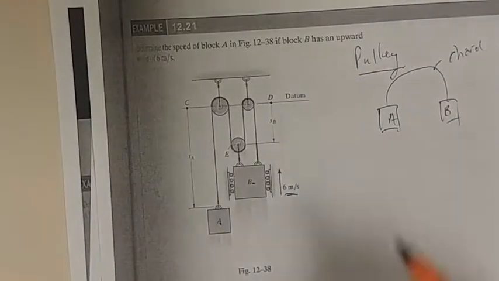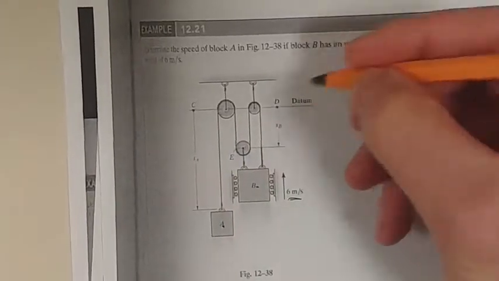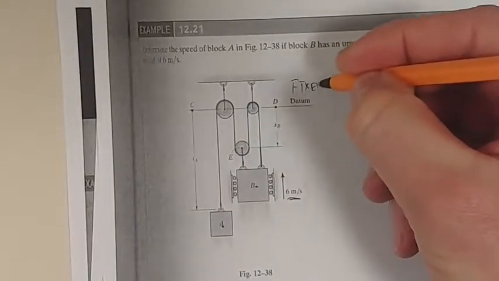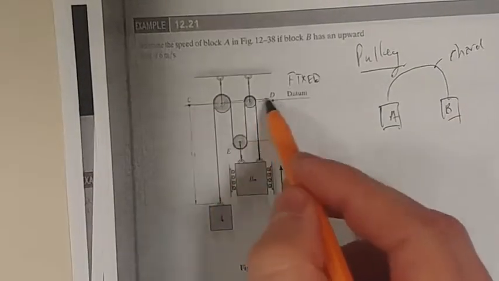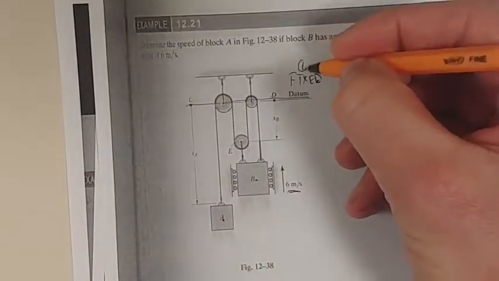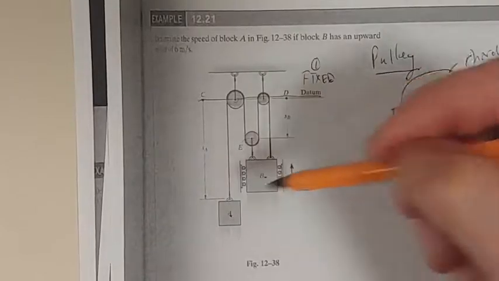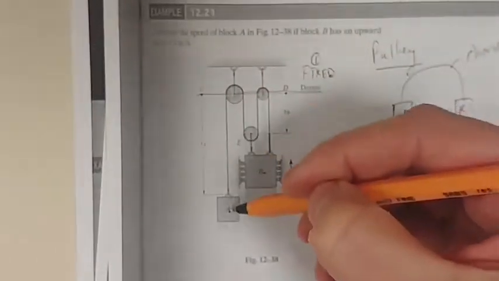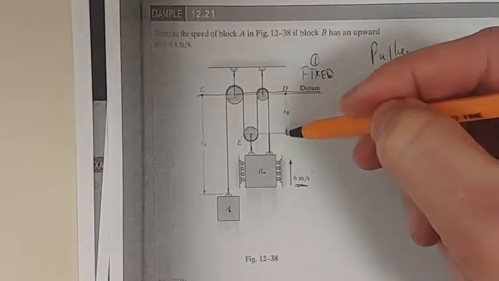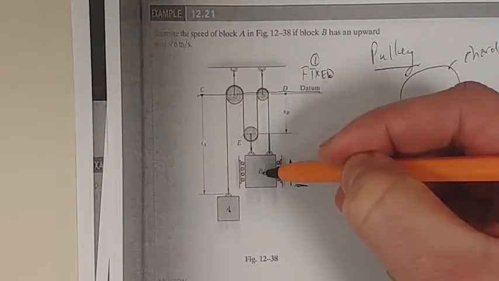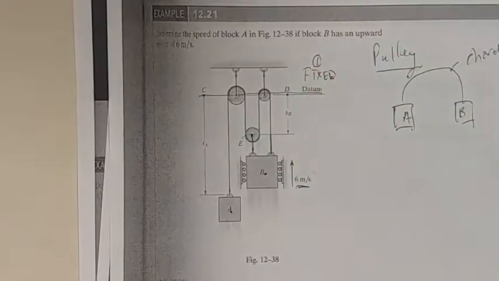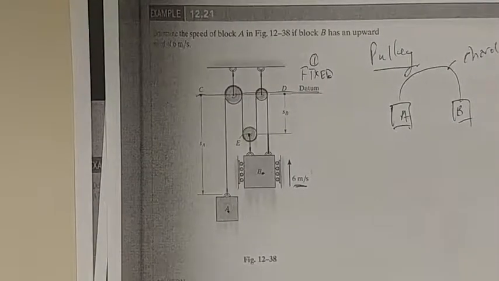Okay, so what's the first step? We first set up our datum, which is our fixed reference point. That's step one. Step two, determine the positions of block A and block B. There's SA, there's SB. Notice that SB is not measured all the way down to B. It's measured to that pulley. Do you know why, and why can we do that?